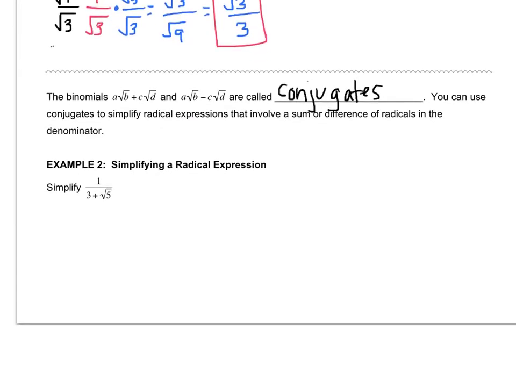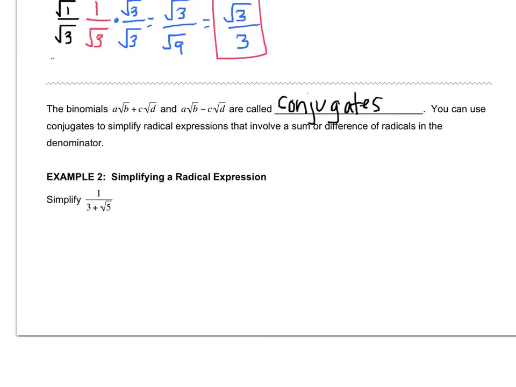So you see in example 2, we don't just have radical 5 in the denominator, we have 3 plus radical 5. And you can't multiply by radical 5 over radical 5 like we did up here, because that won't eliminate it. It will actually create more radicals than you want in the denominator. So the way that you get rid of the radical this way is you multiply by the conjugate. So I'm going to multiply top and bottom by 3 minus the square root of 5.